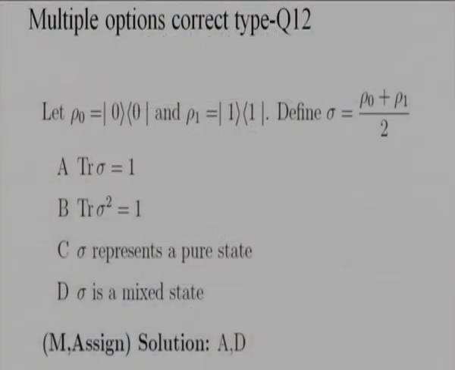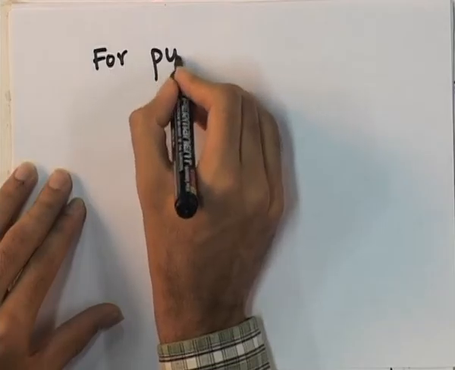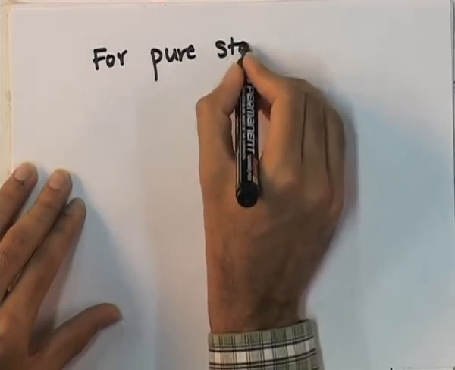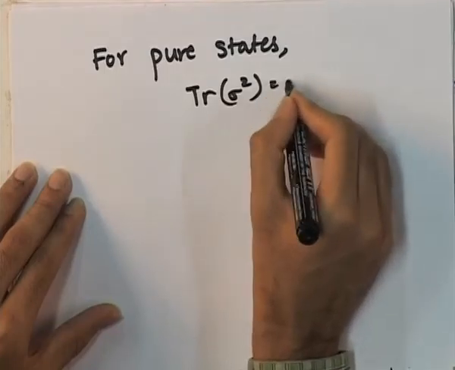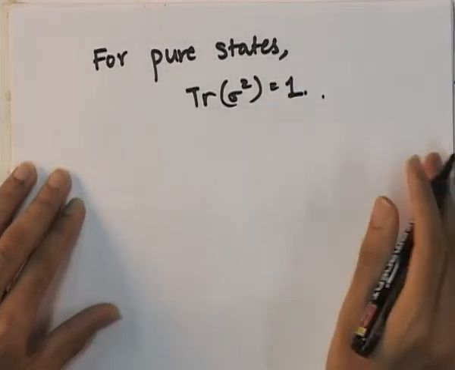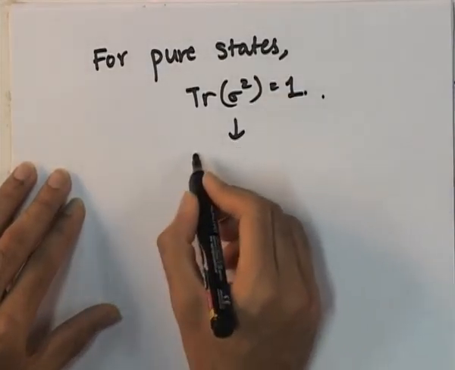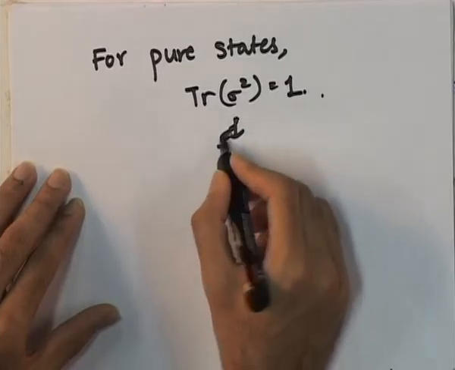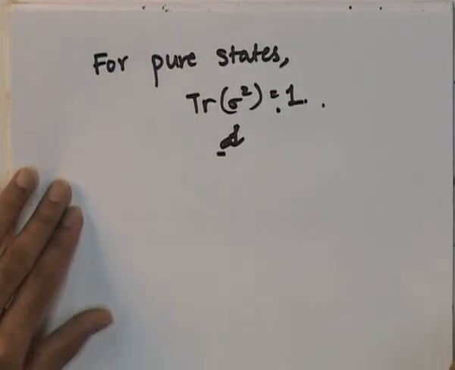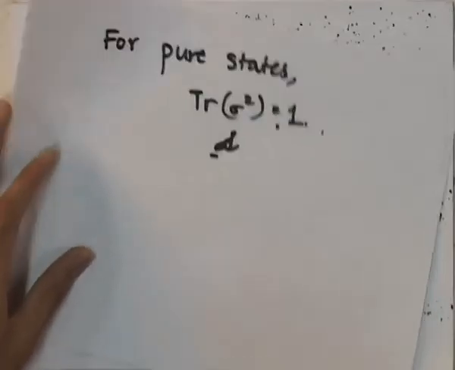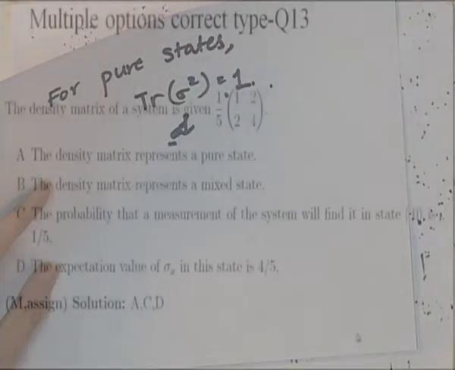But to clearly identify this, we can use another fact, which is that for a pure state, the trace of sigma squared has to be equal to 1. But this is not true. Since this is not true, it has to correspond to a mixed state. So option D is correct. So options A and D are the right answer.